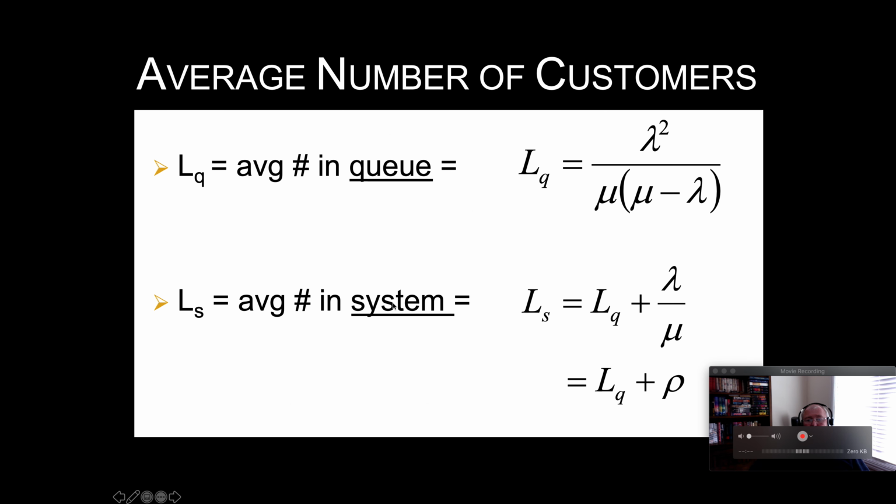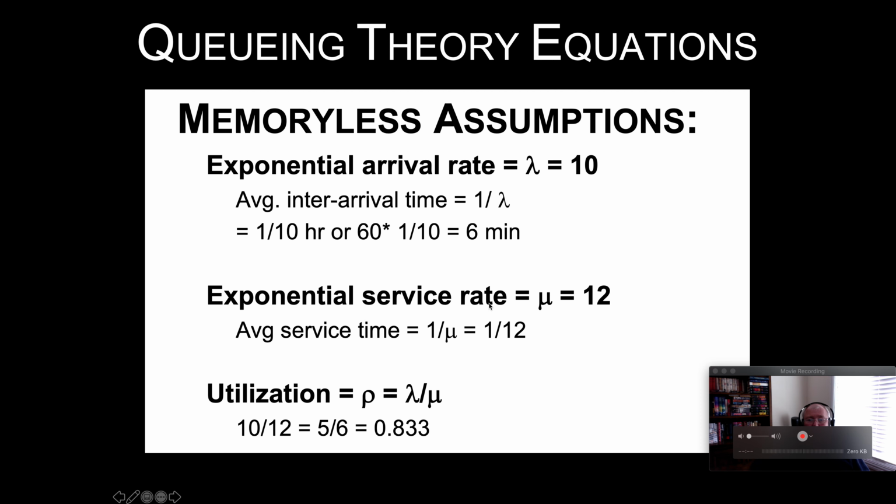So if the exponential service rate is 12, that says I can serve 12 customers per hour. So the service time would be 1 hour divided by 12, 1/12 of an hour per person, or 5 minutes. I could have written this as 5 minutes. And the utilization is what? Is the lambda divided by mu. We sometimes symbolize that by the Greek lowercase letter rho, lambda over mu, or about 0.833.